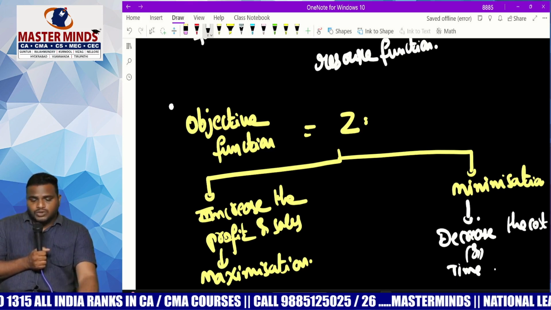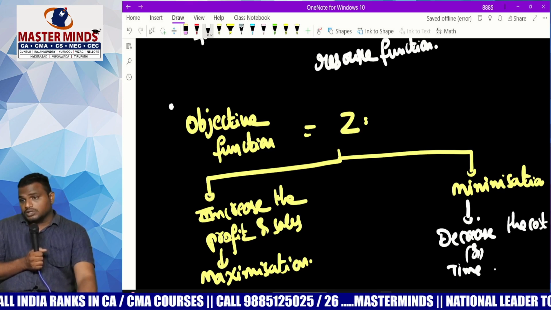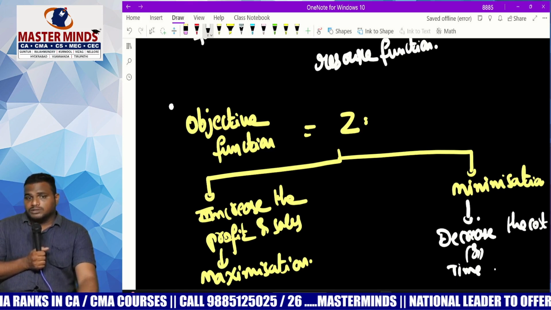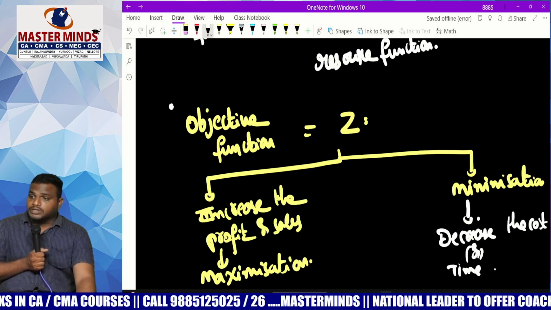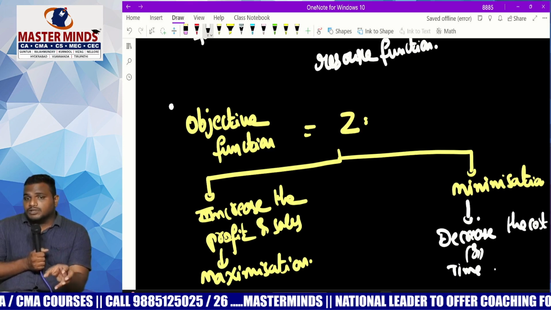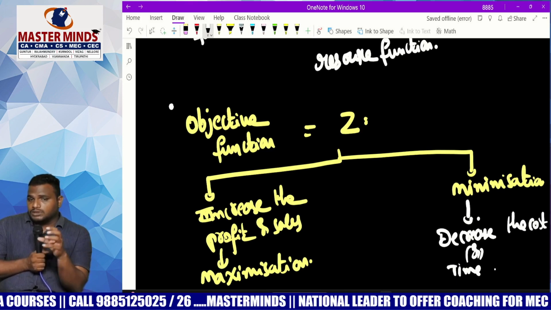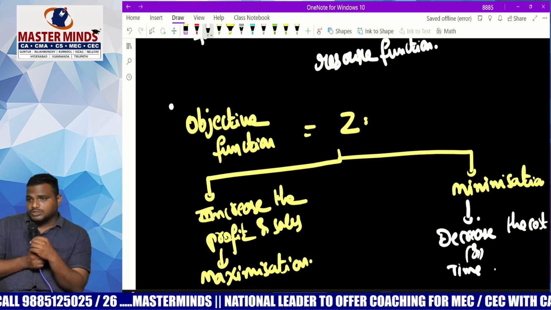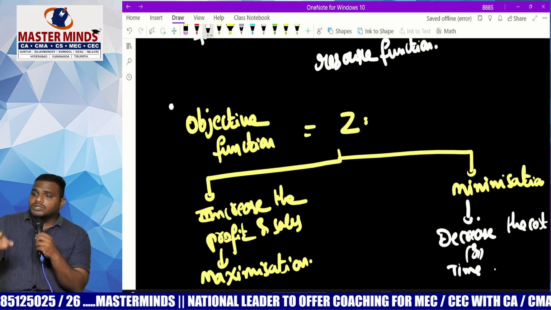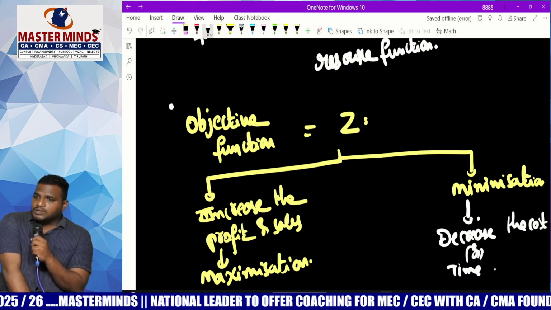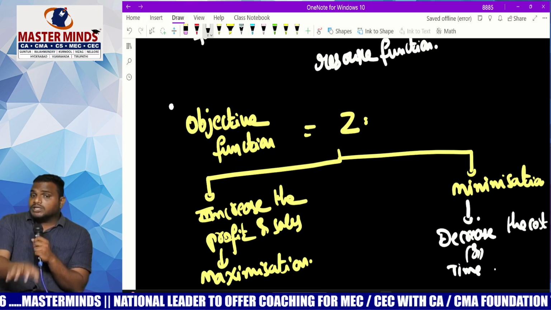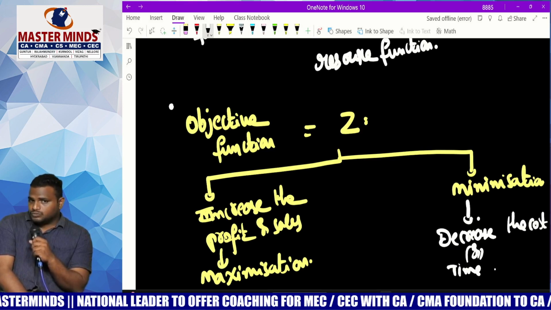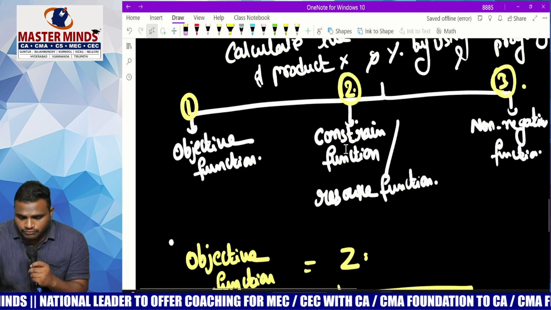Now, you have to identify the objective of the organization by reading the problem. If profits are given in the problem, if the examiner mentioned profits in the question, then the objective is maximization. If it is related only to cost, or if it is related to time, then what is the objective? Now, here what is the objective?